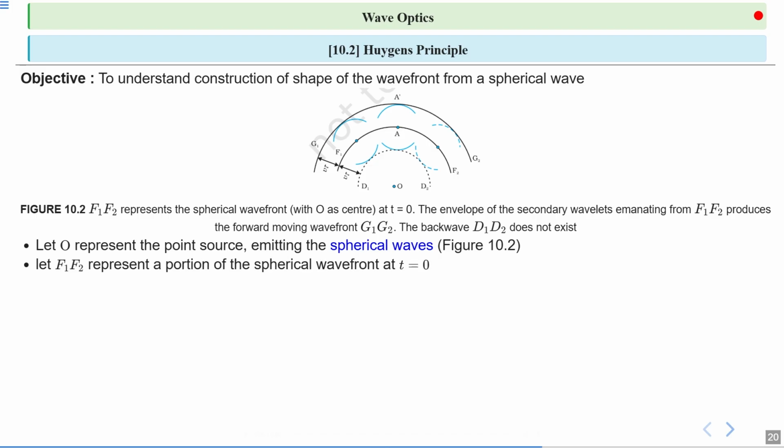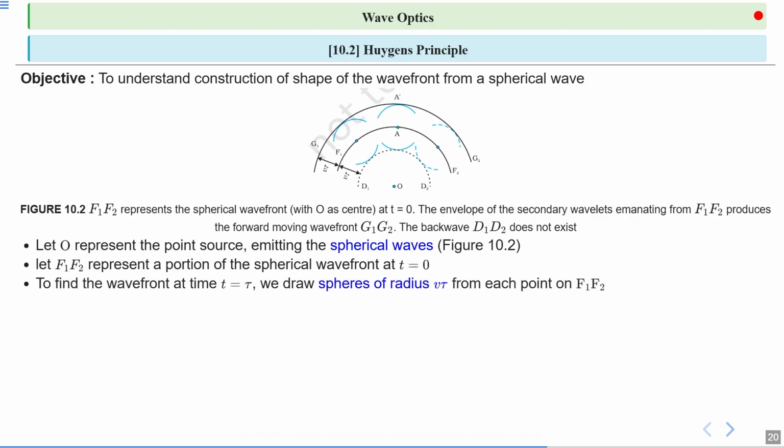Next we focus on F1, F2, which is a portion of the spherical wavefront at time t equals 0. This segment is essential as it serves as the initial wavefront from which the secondary wavelets will emanate. So this is the primary wavefront F1, F2 from which secondary wavelets will emerge. Think of F1, F2 as the starting line for our wavefront journey, setting the stage for what happens next.